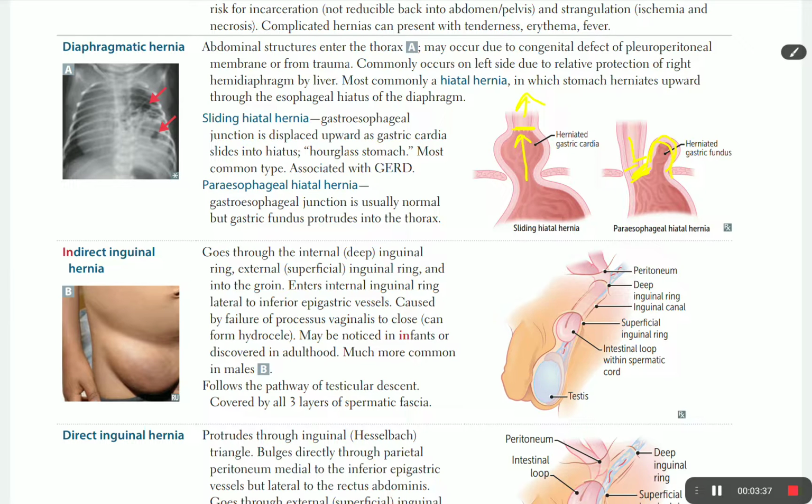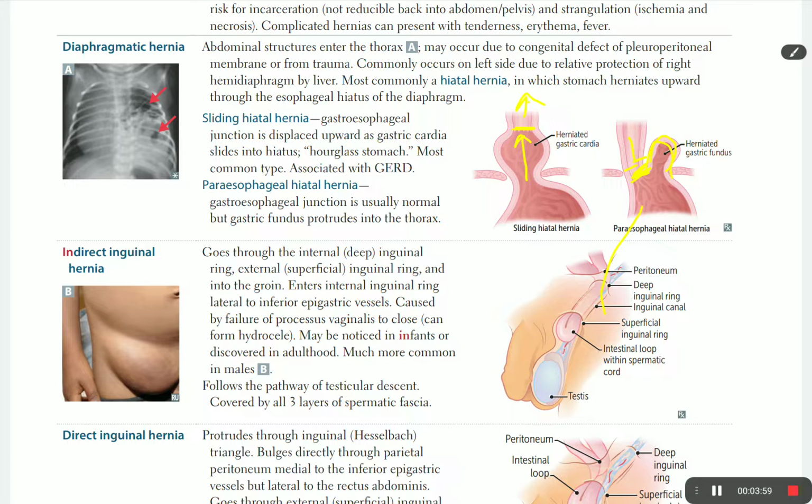So in the sliding type, the gastroesophageal junction is displaced upward at gastric cardia, slides into hiatus. Most common type, associated with GERD, gastroesophageal reflux disease. Paraesophageal hiatus hernia, gastroesophageal junction usually normal, but gastric fundus protrudes into the thorax.